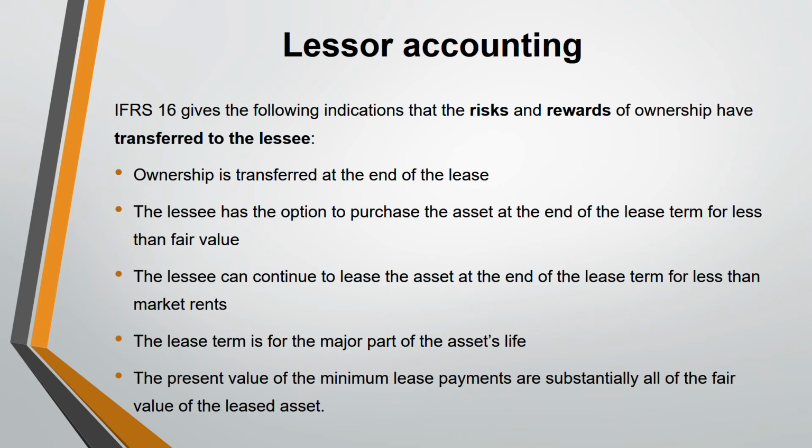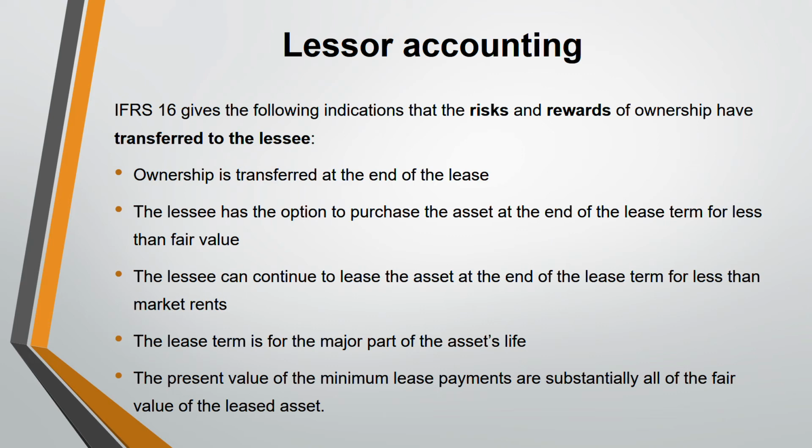The present value of the minimum lease payments is substantially all of the fair value of the leased asset. That means the present value of the minimum lease payments you are making is equal to the fair value of the leased asset. That shows that the lessee must have given that fair value to buy that asset. That's the reason it is known as a finance lease, because risk and reward is transferred to the lessee. So under all these conditions, risk and reward of ownership is being transferred to the lessee.